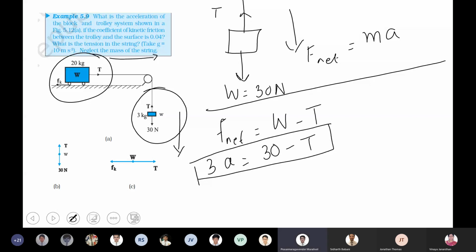Which one, ma'am? The 20 kgs one? No, this one, what I have drawn. Oh, okay. Ma'am, you have to do it for 20 kgs also, right? Yes, that also I have to do.